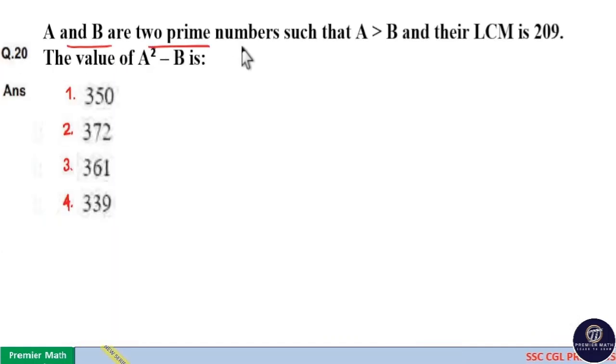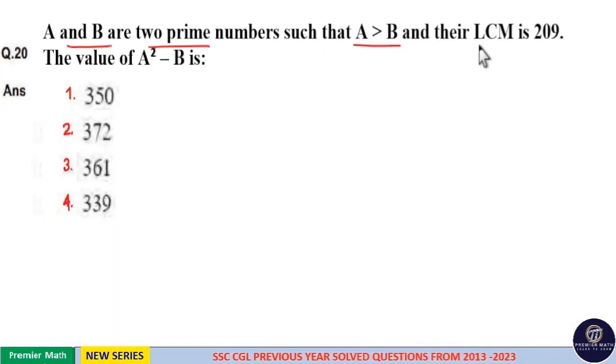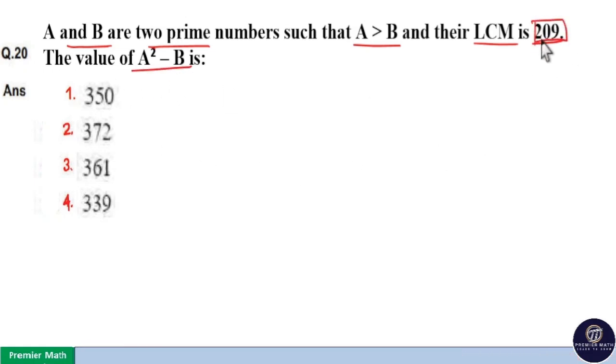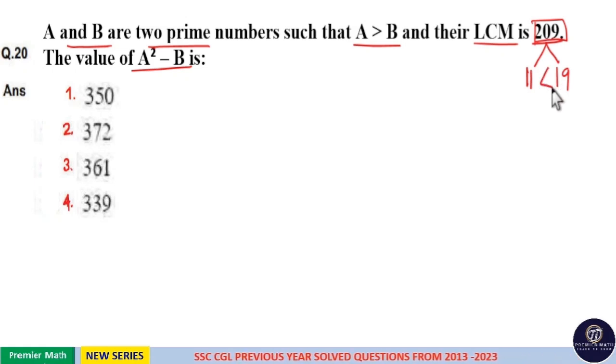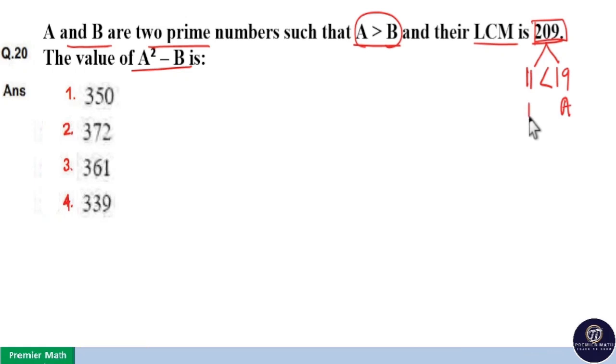A and B are two prime numbers such that A is greater than B and their LCM is 209. The value of A square minus B is? Here the LCM is 209, so take the prime factors of 209. If I divide it by 11, 11 goes 1 time in 20, remaining 9. So 11 goes 9 times in 99. Now you can see 19 is greater than 11, which means A is greater than B. So 19 is A and 11 is B.